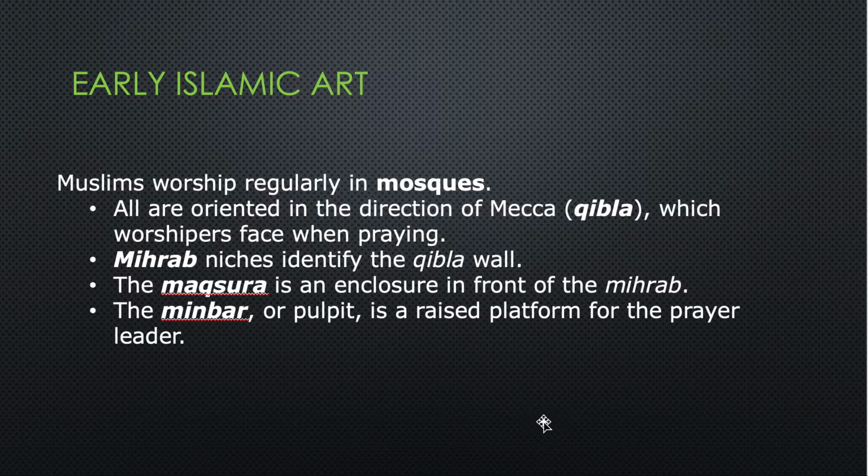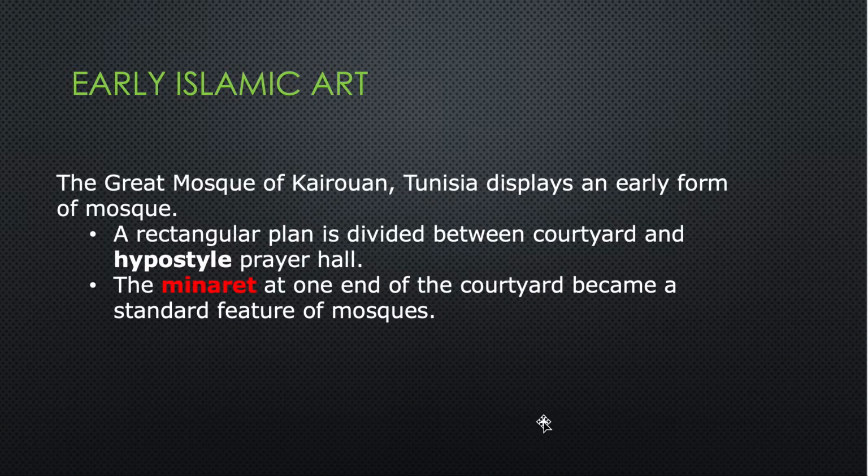So Muslims worship regularly in mosques. All are oriented in the direction of Mecca, the birthplace of Muhammad. And worshippers face that when praying. The mihrab niches identify the Qibla wall, and that is the direction of Mecca. So anybody walking into a mosque would be able to identify what direction they should face. The maksura is an enclosure in front of the mihrab. The minbar pulpit is a raised platform for the prayer leader.